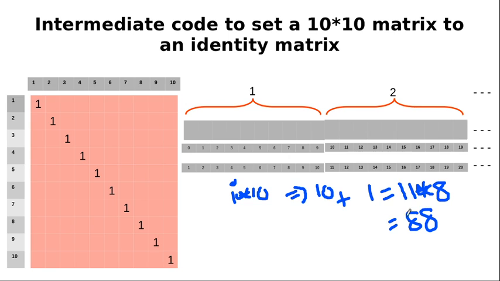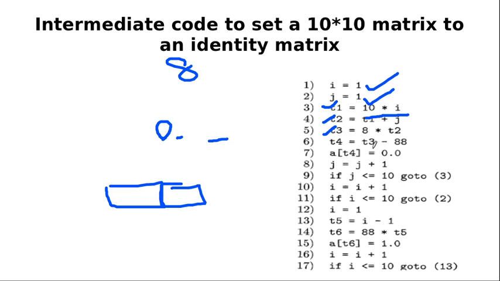What is the value you are getting? That value is not our beginning address. Our beginning address is 0. So that value must be subtracted from the calculated value. What is our calculated value? (10 into i plus j) into 8. From that value the 88 must be subtracted. So that is done, and it is also stored in one temporary.